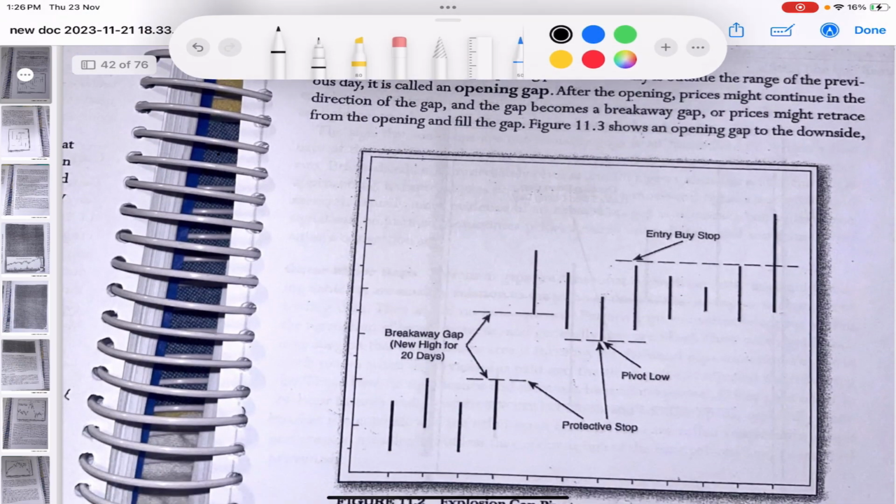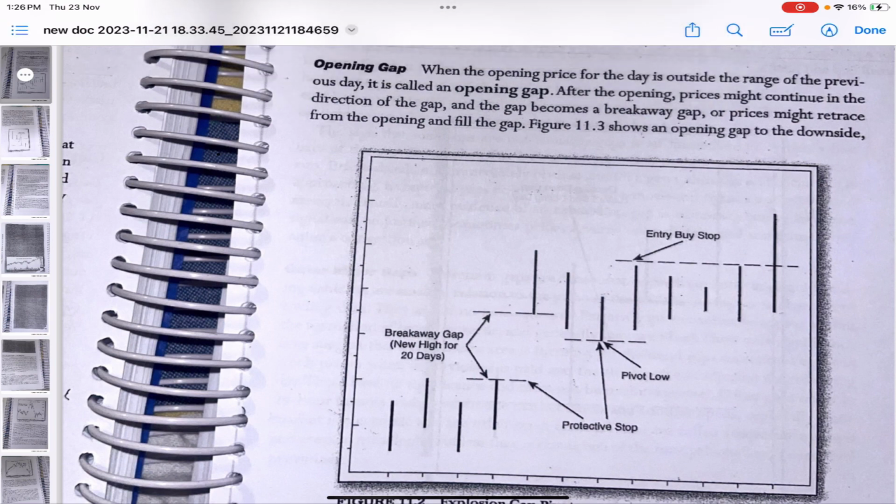Now let's come to the opening gap. What exactly is an opening gap? So opening gap is when the opening price of the day is outside the range from the previous day. That is known as opening gap. It is as simple as that, very simple.